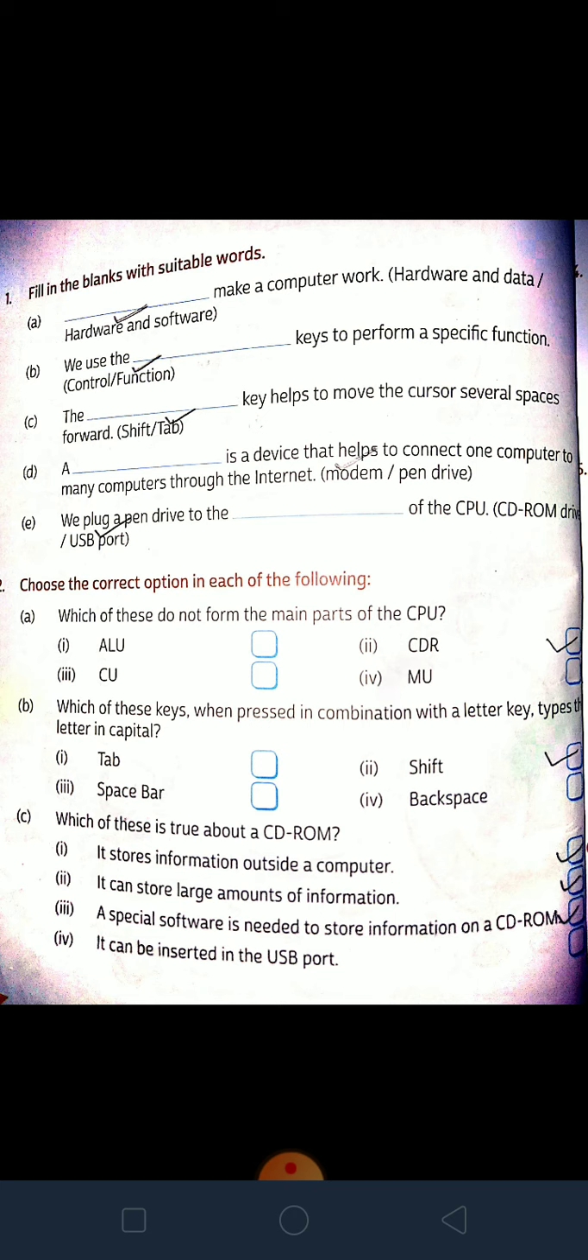Question number C, which of these is true about a CD-ROM? It stores information outside a computer. Yes, it is a true statement because it is our external device. It can store a large amount of information. It is also our true statement. A special software is needed to store information on a CD-ROM. It is also our true statement. It can be inserted in the USB port. It is our false statement because our pen drive can be inserted in the USB port.